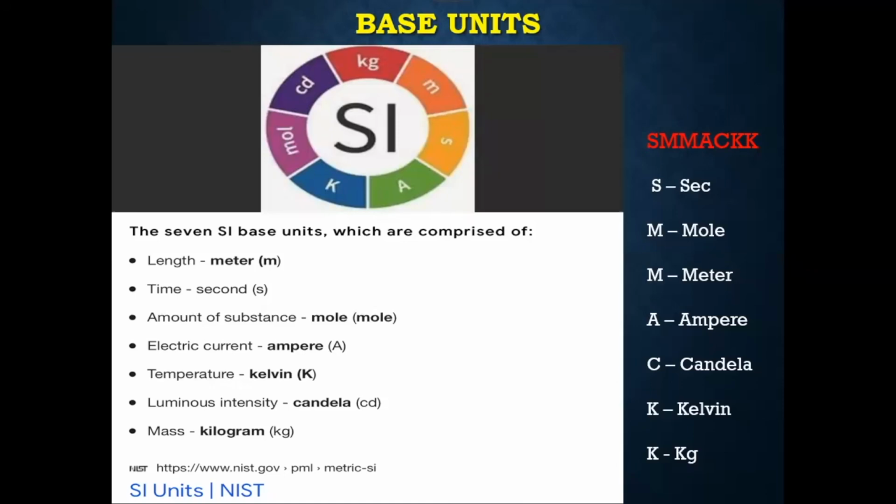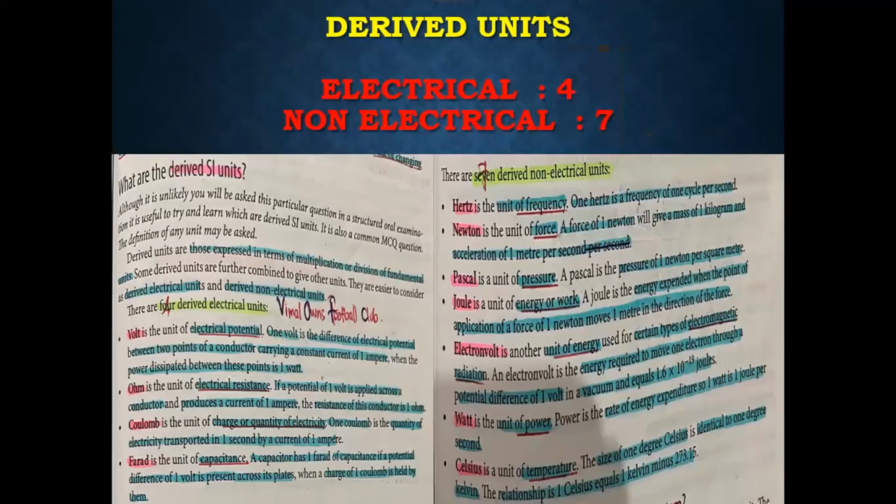Okay, that's about base international units. Next, we go into the derived units. When you go online, these derived units have different formats and different listings. So I'll just take a picture of my podcast because these are the things that I think are quite standardized in the exam. So derived units are divided into electrical and non-electrical. Electrical has 4, non-electrical has another 7. For electrical will be volt, ohm, coulomb, and farad.